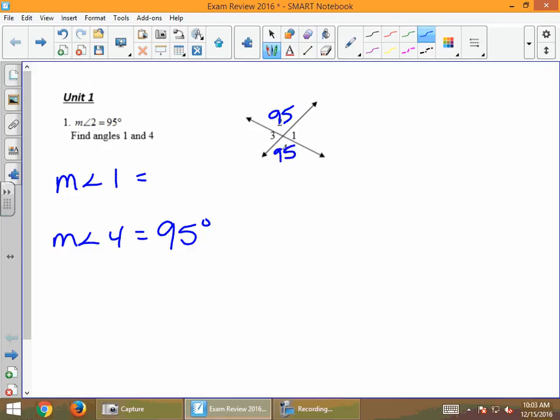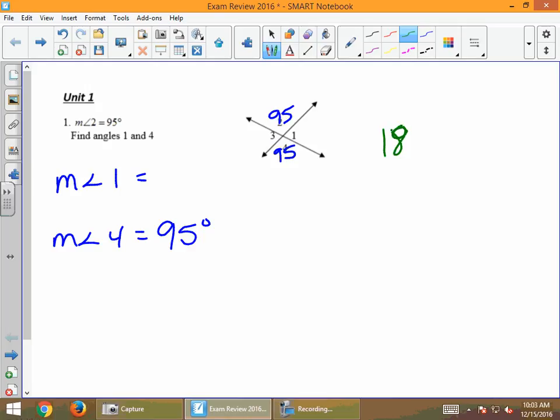How can we find the measure of angle 1? Yeah, why would we subtract that from 180? They're supplementary, because they are this type of pair. Linear. Yeah, they sit on a straight line. We call them a linear pair. We know linear pair angles add to 180.